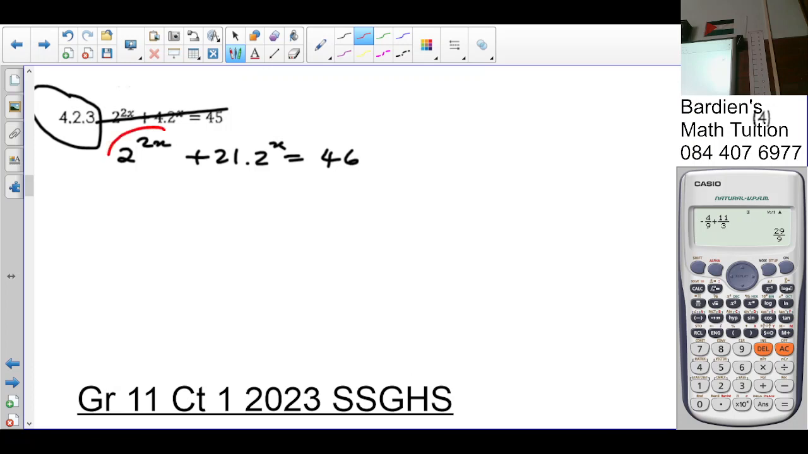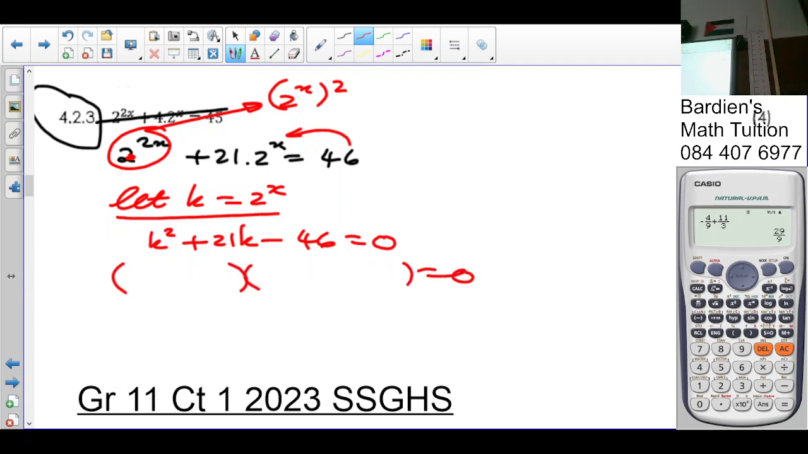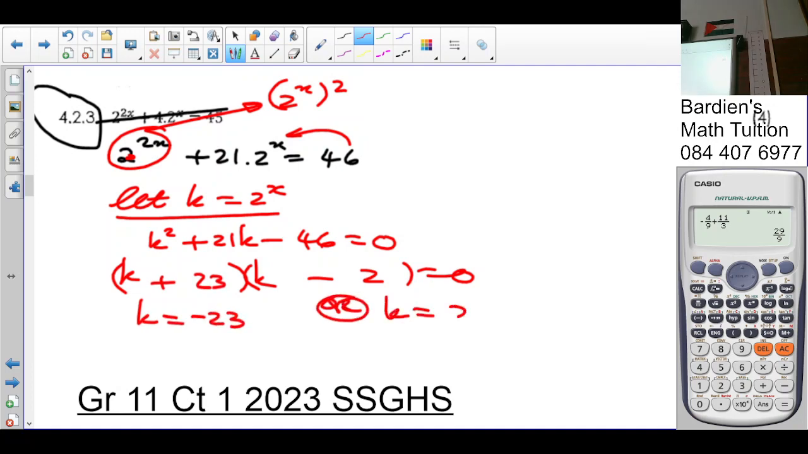Okay, so we know that 2 to the 2x can be written as 2 to the x squared. Not so? So we can say let k equals 2 to the x. So here we'll have now k squared plus 21k minus 46 equal to 0. So what are my factors here? 46 is 23 and 2, plus 23 minus. So k is equal to minus 23, or k is equal to 2.